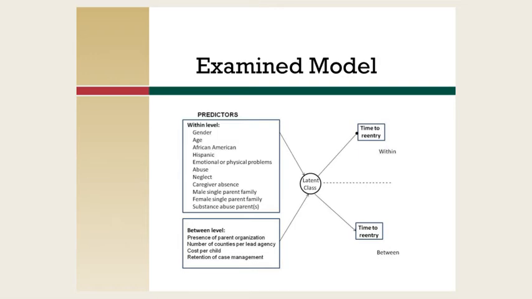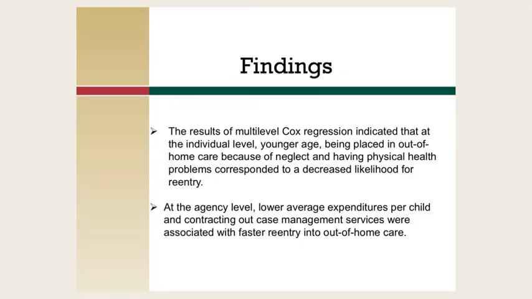You can see the within level predictors are child characteristics: gender, age, race, ethnicity, absence of caregiver, and so on. And then we also looked at the cluster level. So we looked at several characteristics of the lead agencies that were serving that child. And so then we were able to see if both predictors within level and between level had an impact on time to re-entry.